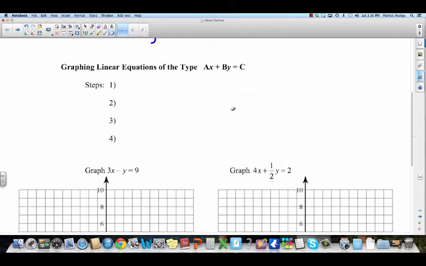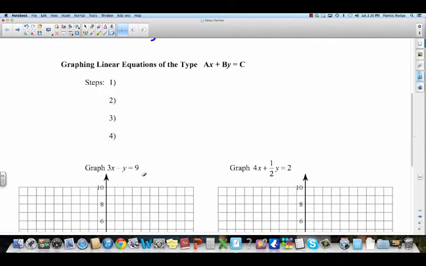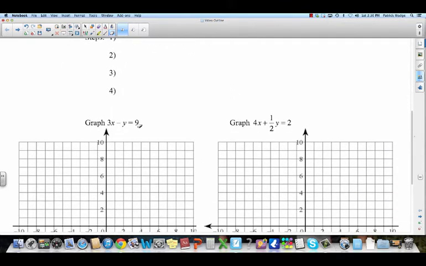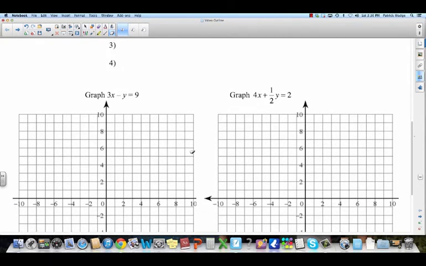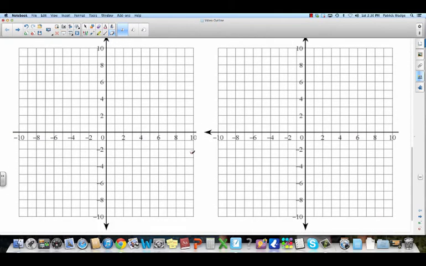Alright, so before we learn how to graph these two things, we're going to graph 3x minus y equals 9, and we're also going to graph 4x plus 1 half y equals 2. Before we do this, don't write this on your graph because you'll need this graph for something else, but I just want to ask you something. This axis right here that runs horizontally, what is that axis? That's the x-axis. Now, any point on that axis, let's name a couple points. What's this point? If you name that point, what is it? It's 4, 0.